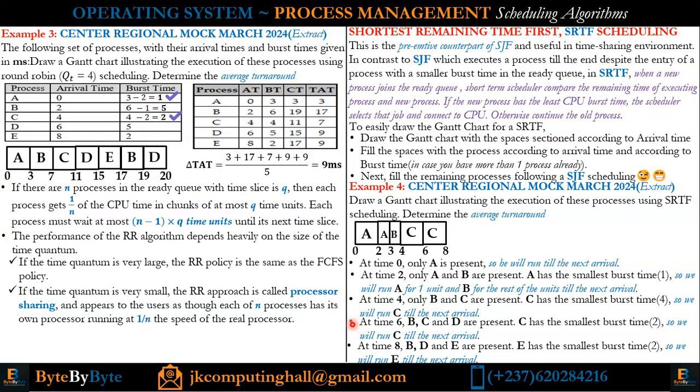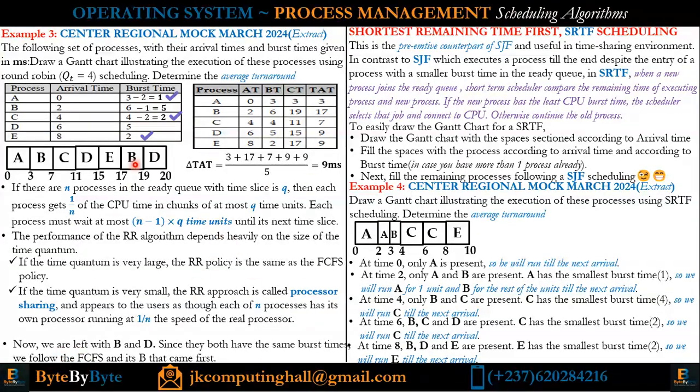We said that if there is no more arrival time, we take a process and execute it till the end. So I'm going to execute E from 8 to how many? To 10. Correct. And E is complete. Now I am left with B and D.